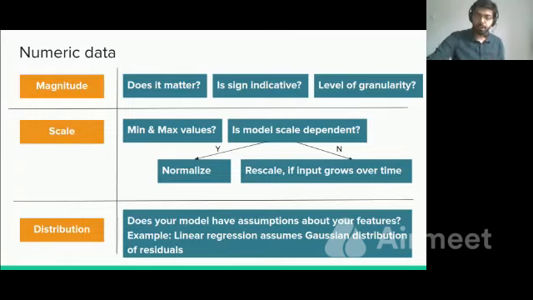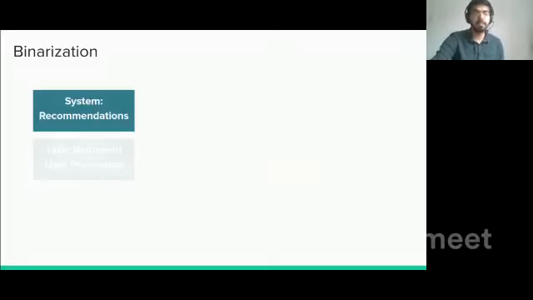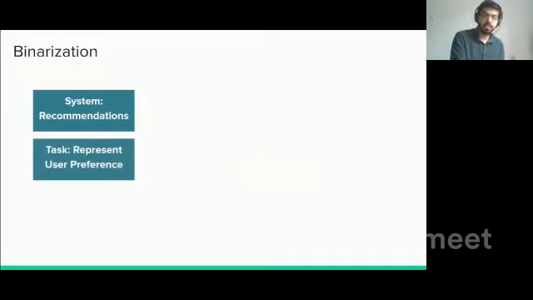Now let's move on to the first feature engineering technique for today. It's called binarization, and I will introduce this to you with an example. The example is this: you have a system that you want to build, and let's say you want to build a recommendation system. And the task you have at hand is you want to be able to represent user preference.